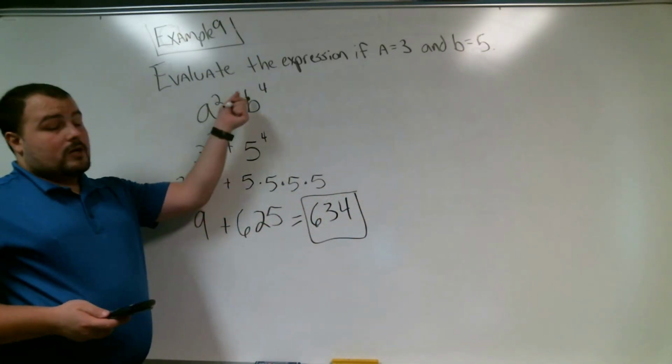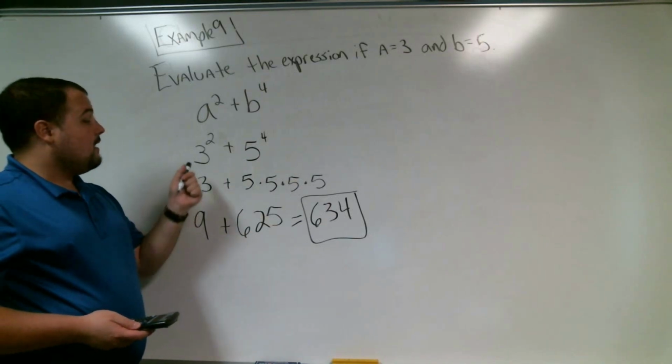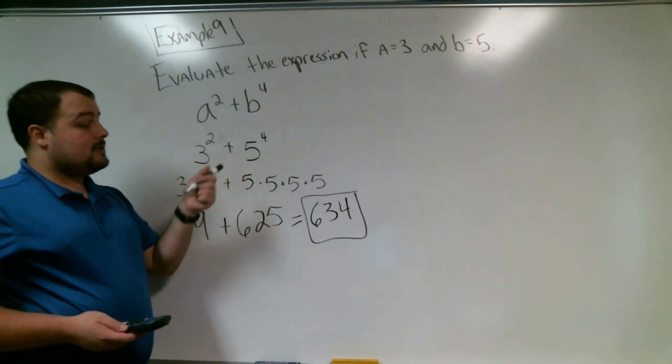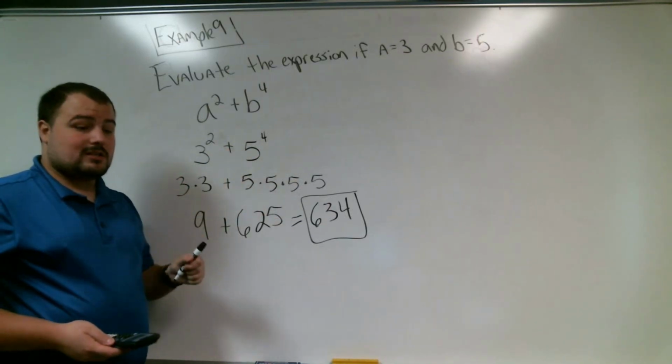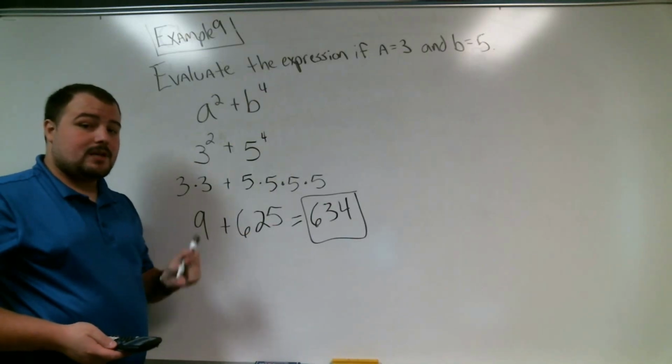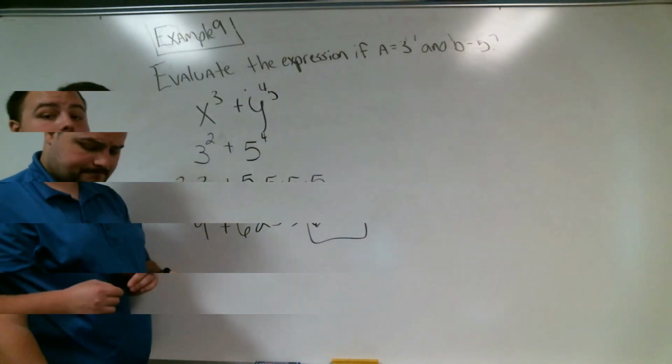So if I had a squared plus b to the fourth power, and I know that a is 3 and b is 5, when I solve it, I should get 634 as my final answer. Let's do another problem just like this one.